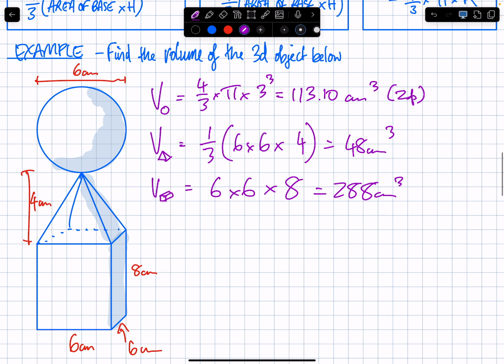Unlike surface area, do I subtract anything for volumes? No. Because the volume is just telling you how much space it's taking up. Whereas with the surface area, for this chess piece, you're pretending to paint it, so you need to subtract things that are touching. So V total is going to be 48 plus 288 plus 113.10, which is 449.10 cubic centimeters.